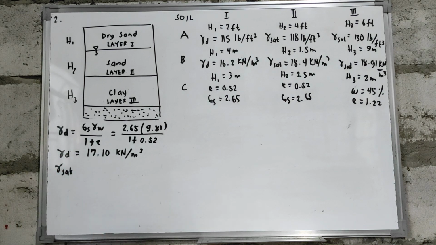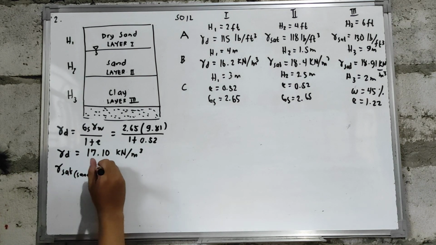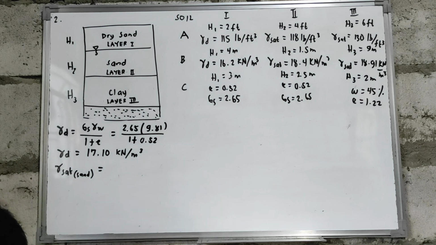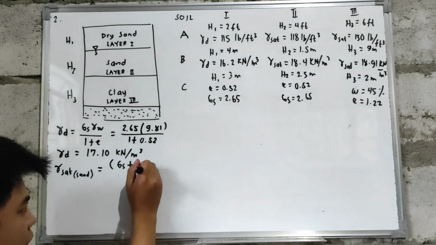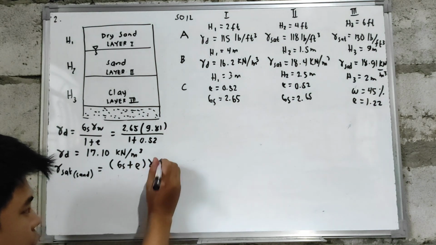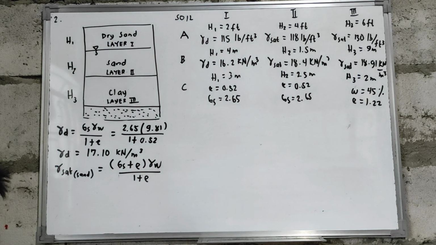Next, how about the saturated naman? For the second layer, we have a saturated sand, that is equal to GS plus E multiplied by unit weight of water all over 1 plus E.